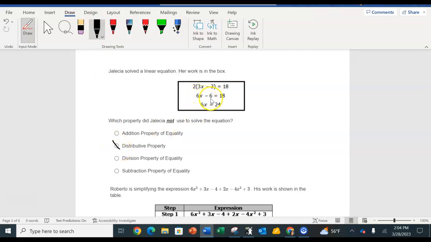And then from here, she added 6 to both sides to get 24. So she used addition property. And the next step would be division. She's going to have to divide both sides by 6 in order to get x. So the only one that she did not use is the subtraction property.